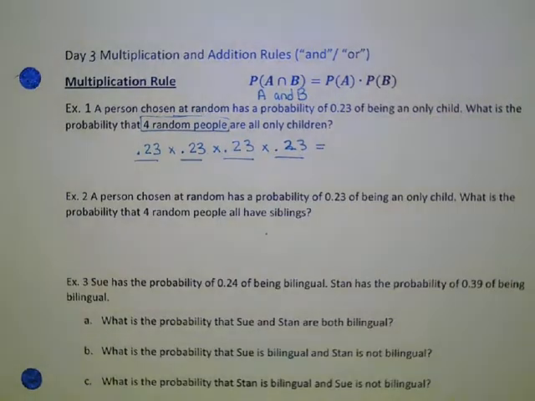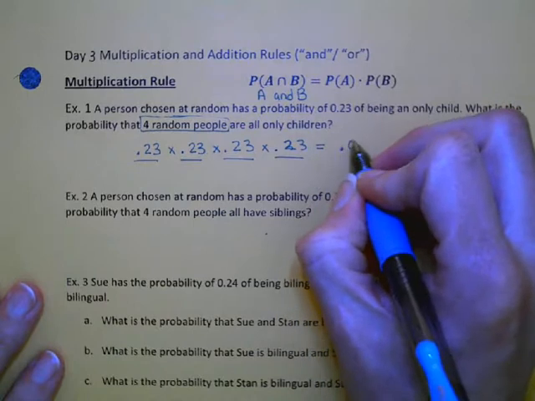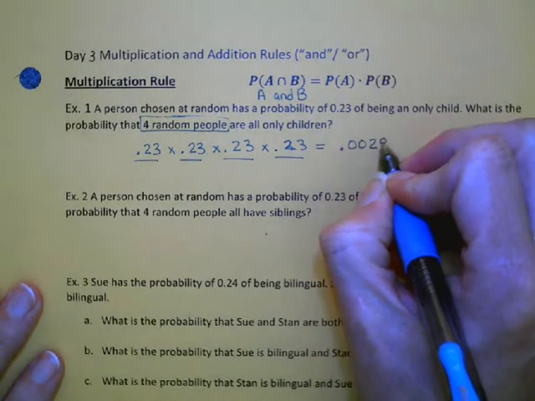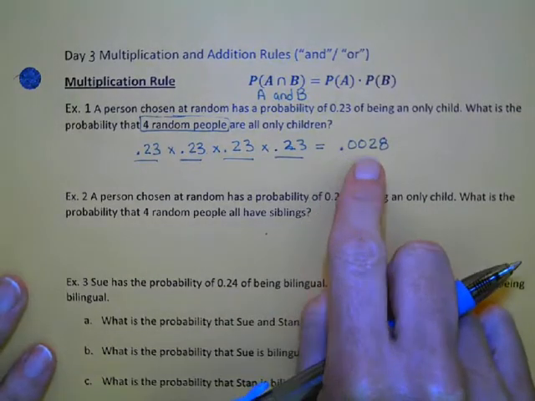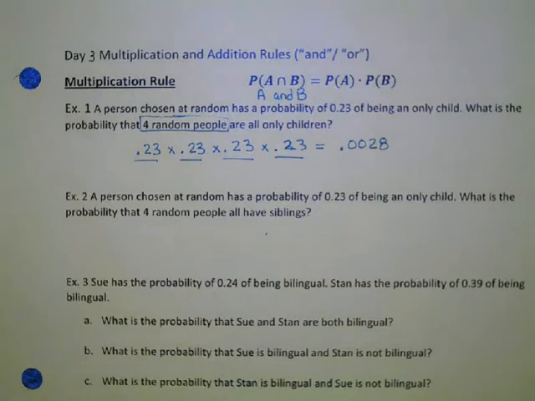And today we're going to round to 4 decimal places. So that would be 0.0028. And the reason we chose 4 is because a lot of these are very, very small percentage chances. So if we round to 2 decimal places, almost all our answers are going to come out to 0.00. So we're going to round to 4 decimal places today.